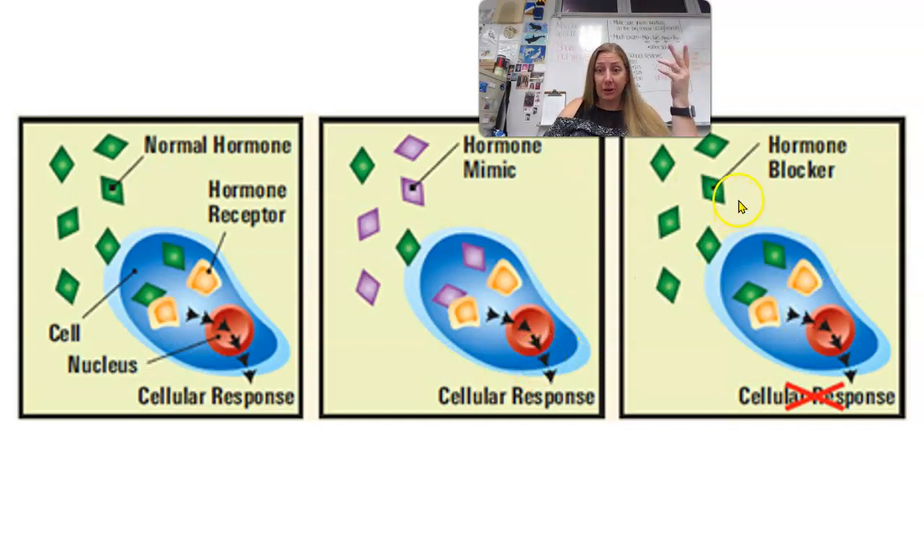Another situation, as I already mentioned, just recapping everything: you could have a hormone blocker, so the hormone cannot attach to that receptor, and then you get no response. So these are what endocrine disruptors do. They disrupt or interrupt the normal functioning of your body's endocrine system. And not just your body, but any animal that has an endocrine system.